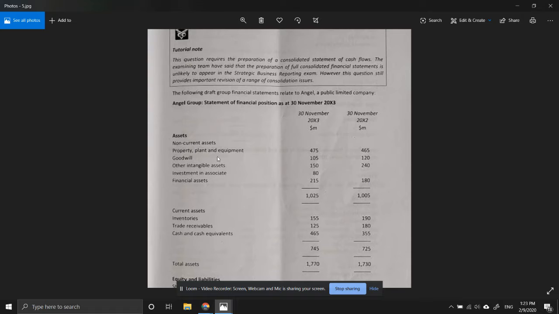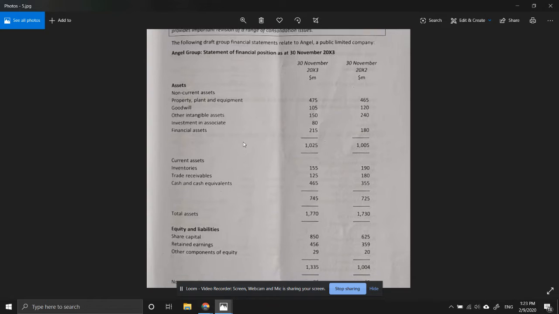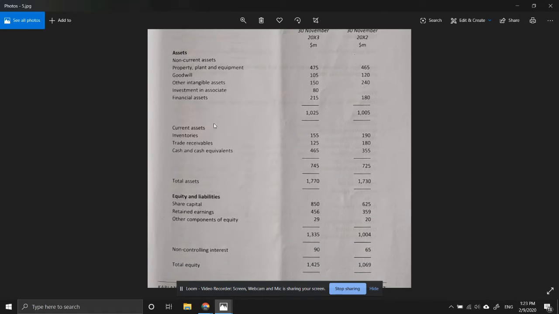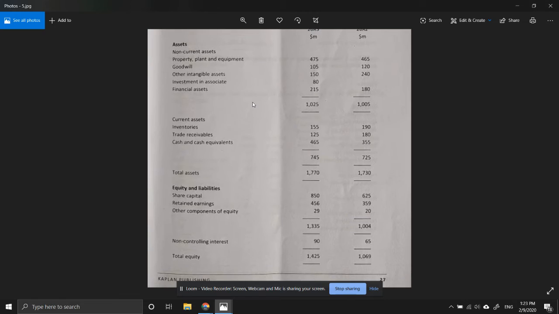Public limited company. So what do we have in assets? Non-current assets are PPE, goodwill, other intangible assets, investment in associate, and financial asset as well. So there have been a few changes here and there. The other thing we need to remember is that current assets are inventory, trade receivables, and cash and cash equivalents. In case of equity, there have been a few changes due to acquisition, retained earnings have changed, other components of equity have increased, right? And NCI has increased as well.